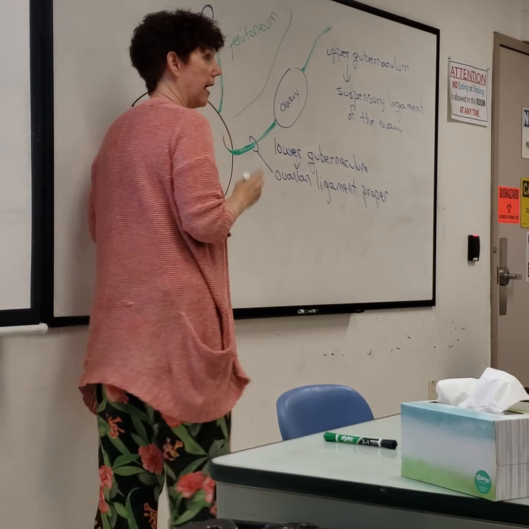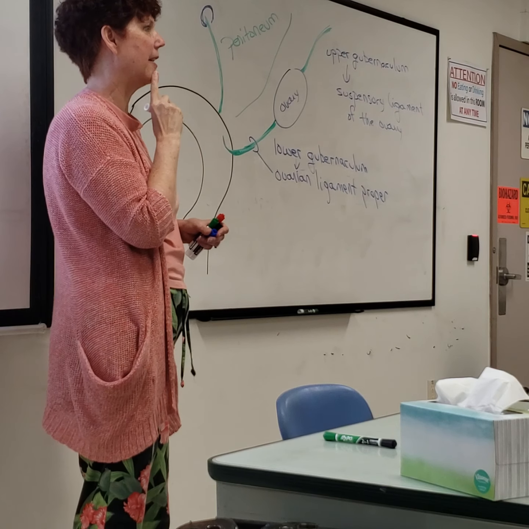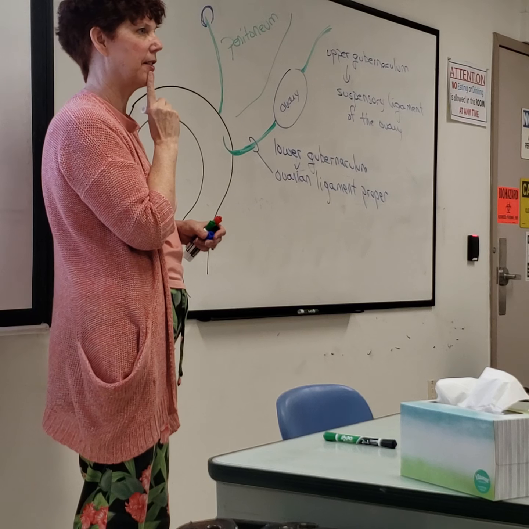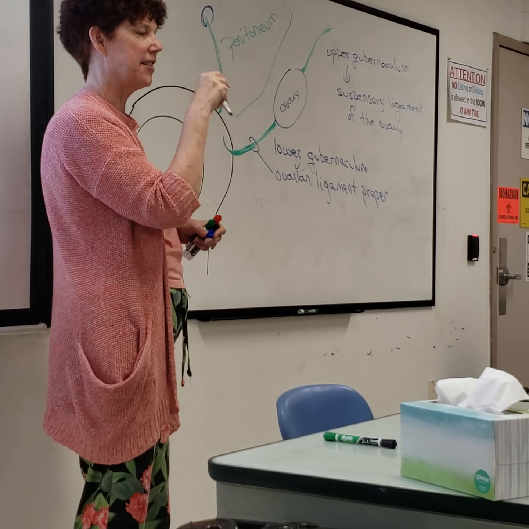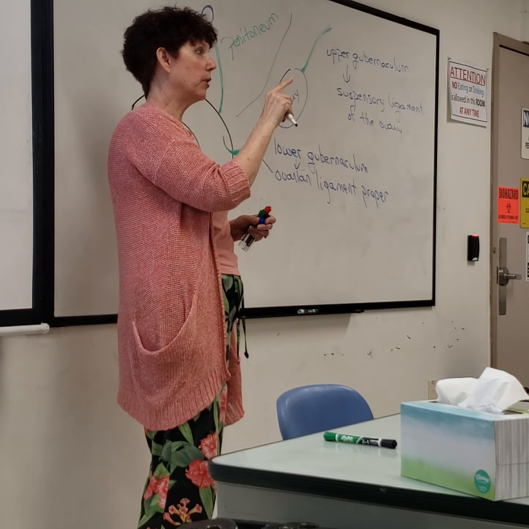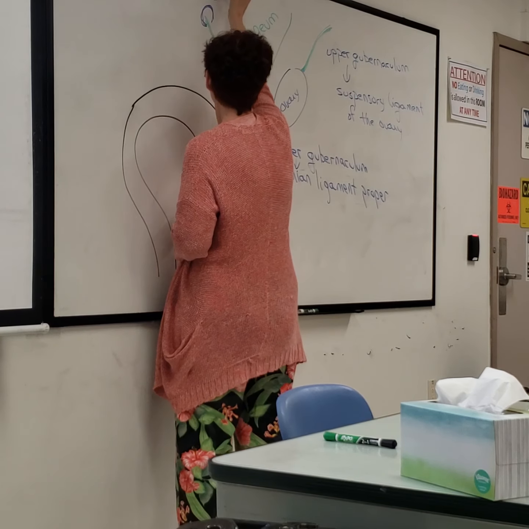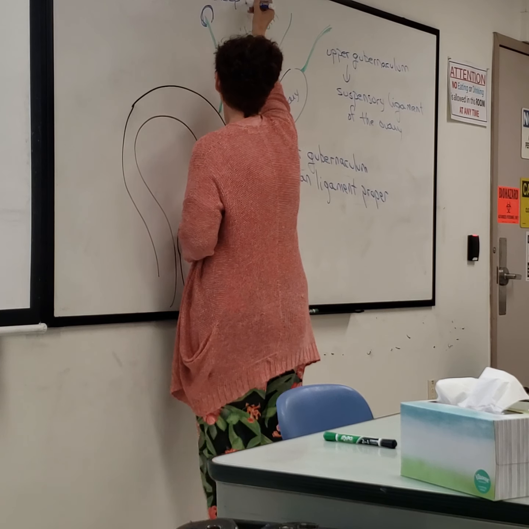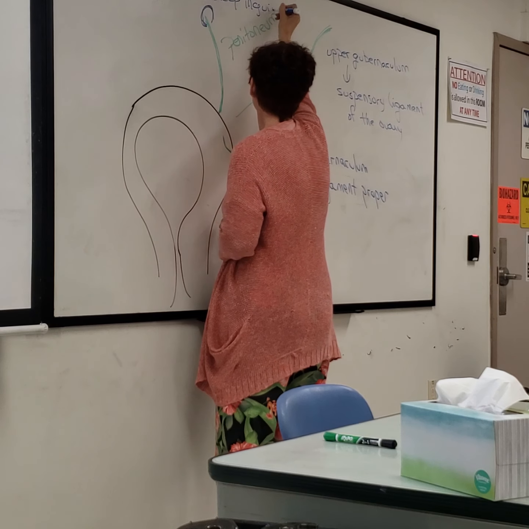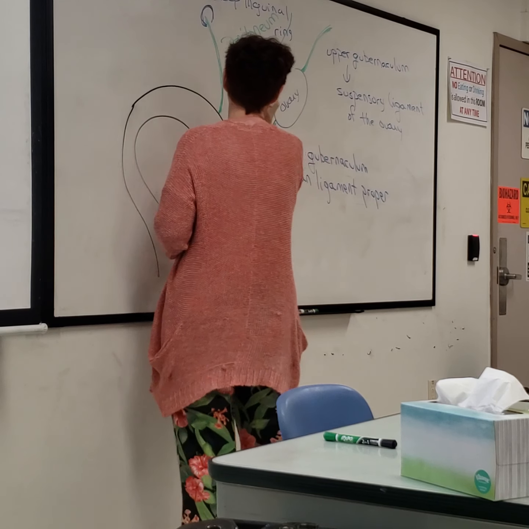You want to know the name of that opening? What's the opening in the male that the gubernaculum testis is going to pass through to get into the scrotal sac? The deep inguinal ring. So in the female, this is the deep inguinal ring. We'll come back and talk about this ligament when we talk about the uterus.